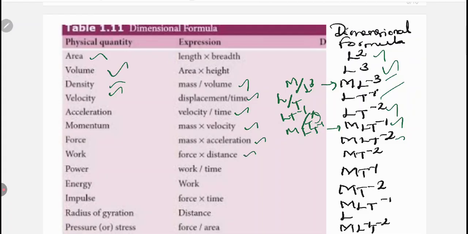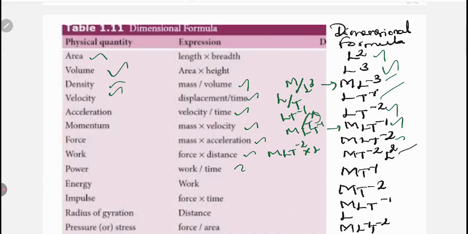For work, it is force into displacement. For force, you know, it is M L T raised to minus 2, multiplied by distance, so it is multiplied by L. Here I forgot to mention that. So M in between you have L square and T raised to minus 2. So now it is perfect.